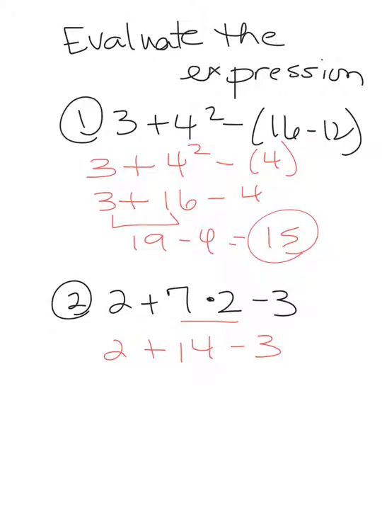Now I only have addition and subtraction, so we'll work that left to right. So 2 plus 14 gives me 16, minus 3 gives me 13, so that's my final answer.